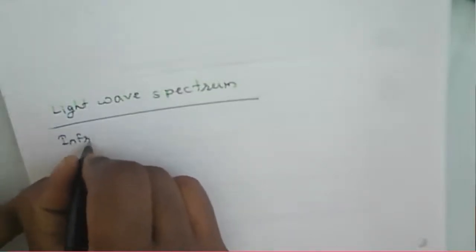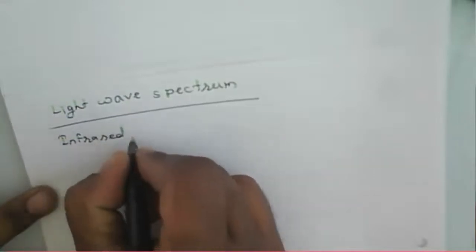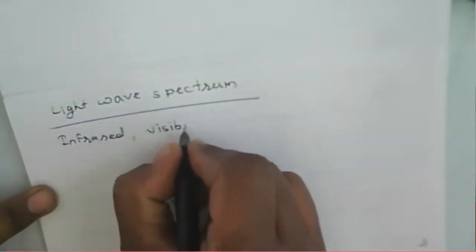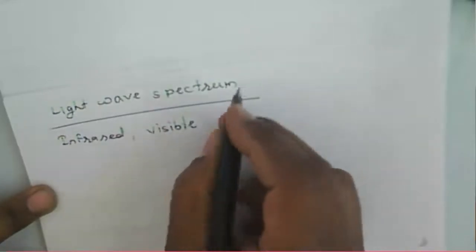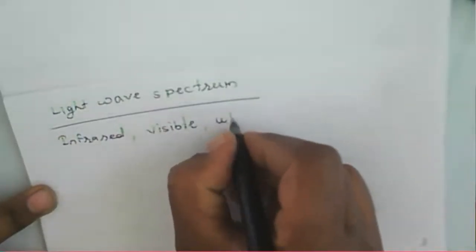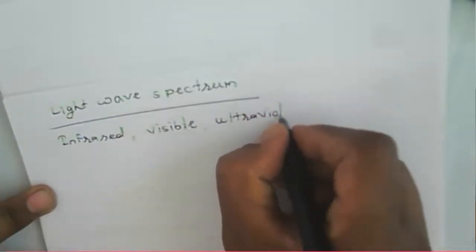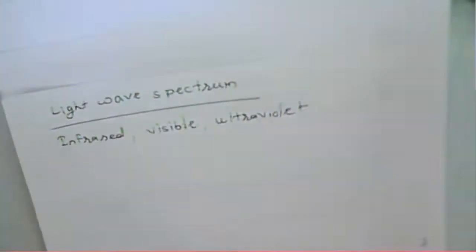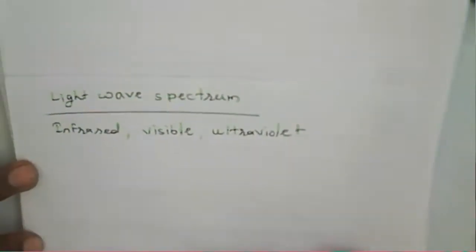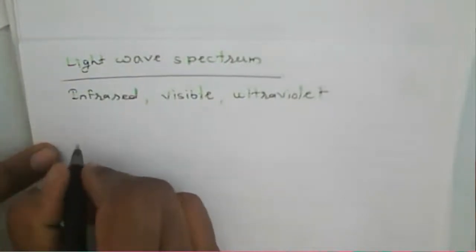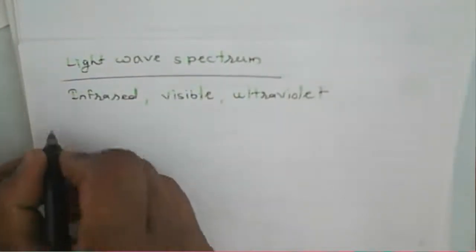Okay, that is about the light wave spectrum. So generally we say that the light wave spectrum is divided into what? Infrared, visible, and ultraviolet. So we can say that is the light wave spectrum.